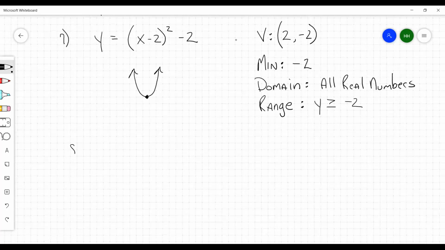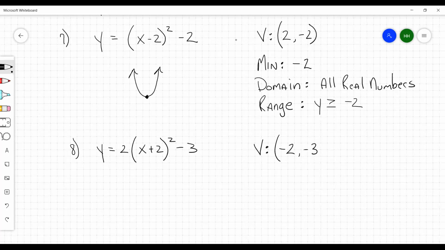Number 8. Y is equal to 2 times x plus 2 squared minus 3. Identify the vertex. So the vertex is at negative 2, negative 3. Your axis of symmetry is always x equals the x value at the vertex. So x is equal to negative 2. Identify the vertex and the axis of symmetry. That's it.